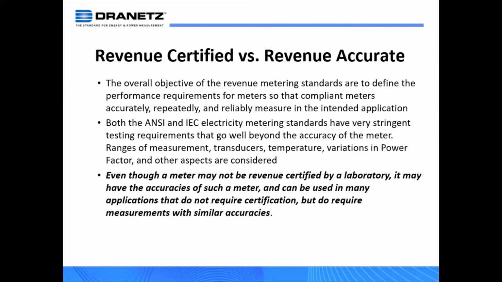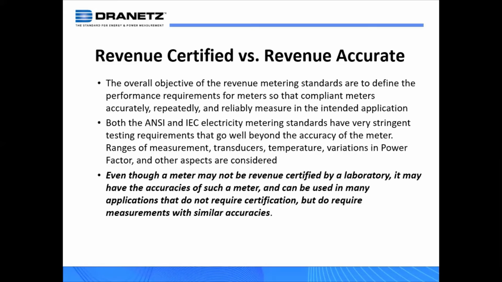So in the industry, you always hear revenue certified versus revenue accurate, and simply the difference between the two. As far as the standards they comply to, they both comply to the ANSI and IEC standards. If you have metering that is compliant with those standards, then technically the meter is suited for revenue metering. The difference is that with revenue certification, you have a third party that certifies that meter for revenue metering.